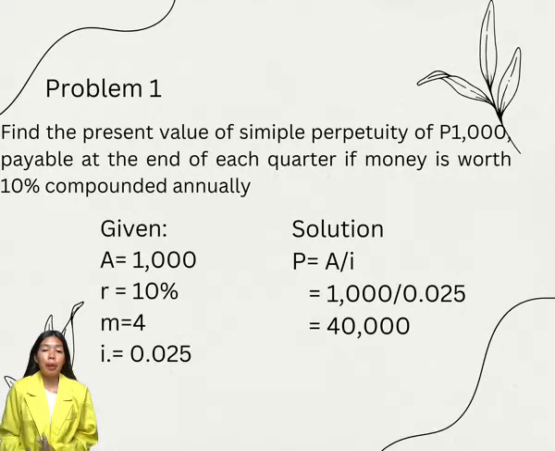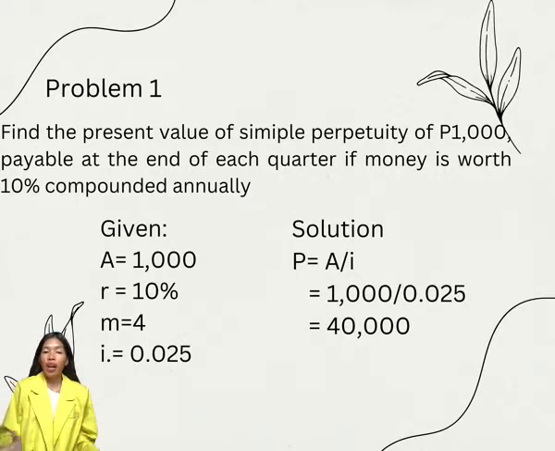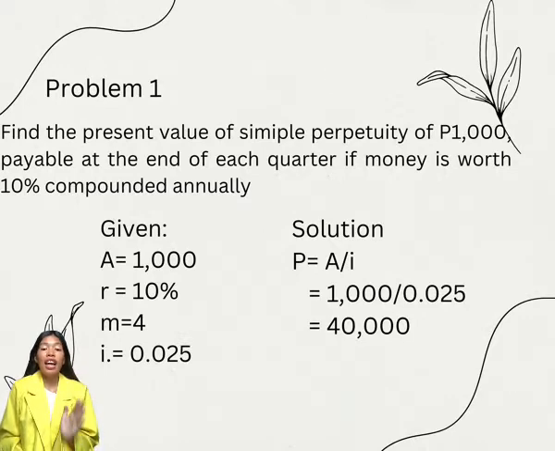Find the present value of simple perpetuity of 1,000 pesos payable at the end of each quarter if money is worth 10% compounded quarterly. The first thing we are doing is to find the given values. We have A, which is 1,000, M equals 4, R is 10%, and I, which is R divided by M. So we have 10% divided by 4, and that is 2.5% or 0.025.